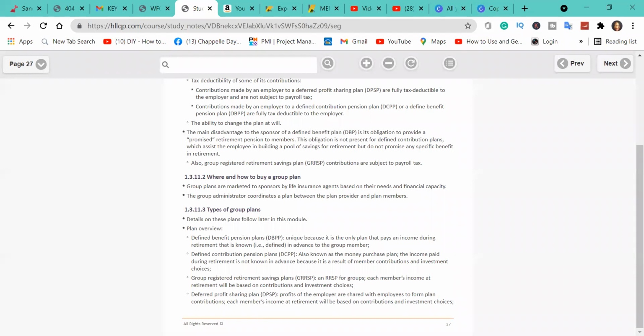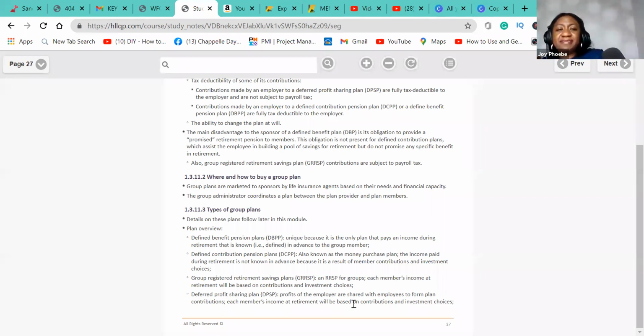Then you have the defined contribution pension plan, also known as a money purchase plan. The income paid during retirement is not known in advance because it is the result of members' contributions and investment choices. Then there's the group registered retirement savings plan.